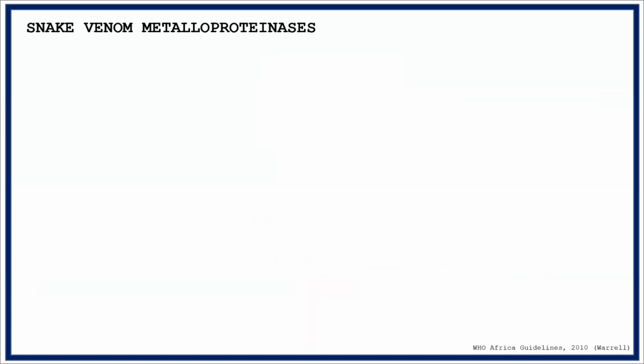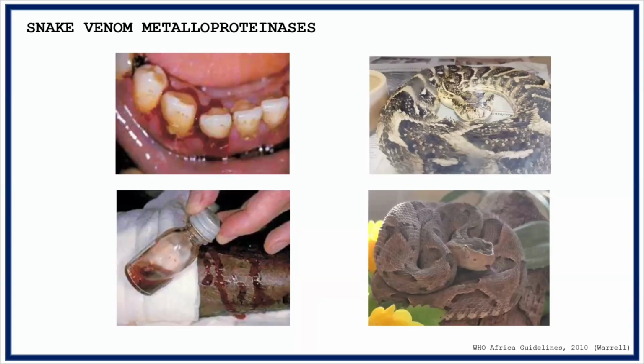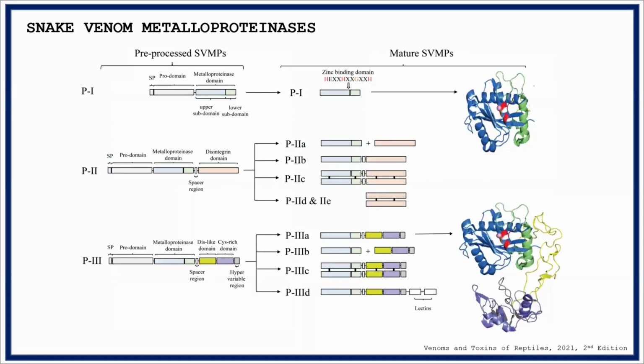Now, I've not got a great deal of time to talk about SVMPs in any real depth, but they're a primary contributor to some of the hemorrhagic pathology we see in some snakebite envenomings, particularly those by vipers. SVMPs are a diverse range of zinc-dependent endoproteolytic toxin enzymes, and they can be classified by their domain structure into P1, P2, and P3 SVMPs.